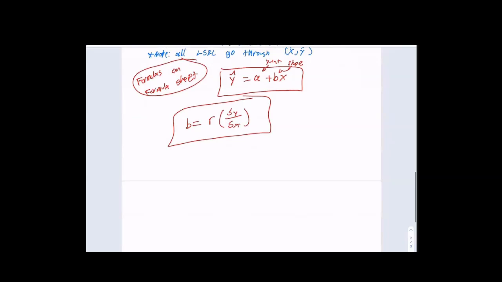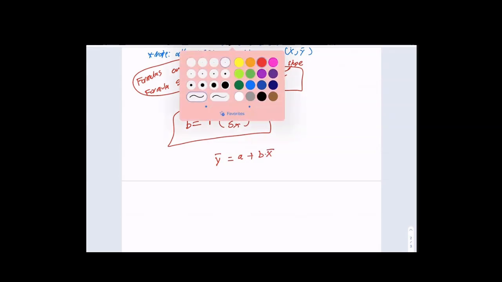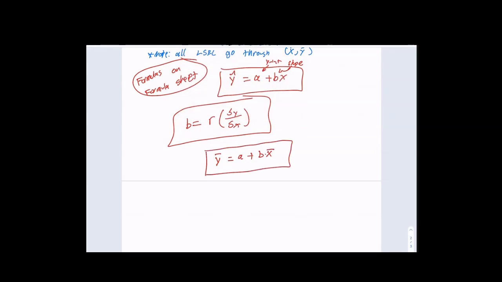And the final formula is just the relationship. It says that the mean of y, which you know, is equal to a plus b times the mean of x. These are the three formulas that are given on your formula sheet. And once you've found b, you can plug b right into there. You know what x bar is, and you know what y bar is, the mean of x and mean of y. So you just plug them in, and then you solve for a. You can use this relationship to solve for a.